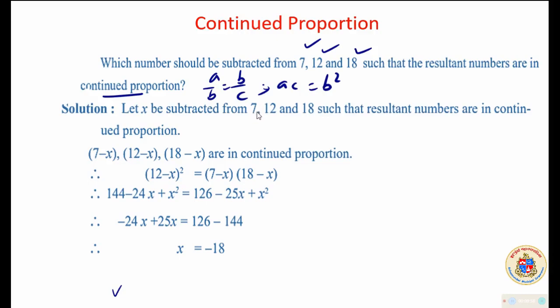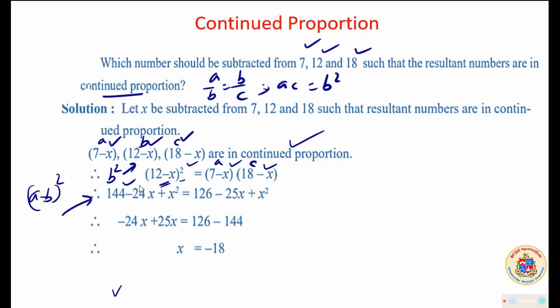And it is not like that now. They have already told us, but by subtracting something it will become so. That something we do not know, I am asking how much that something is. So we are subtracting x from each of them. And the x for which they come into continued proportion, we are finding. And this is the geometric mean. So just like B square, take 12 minus x whole square, and in place of A into C, this is A, this is C, this is B, so A came here, C came here, we did the multiplication. This looks like A minus B whole square, so we put in its expansion.